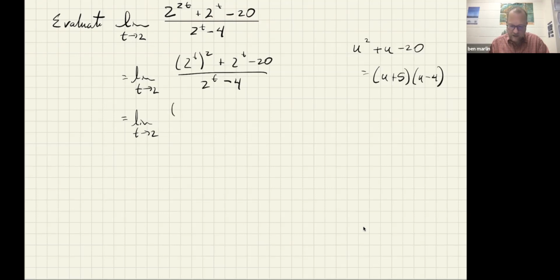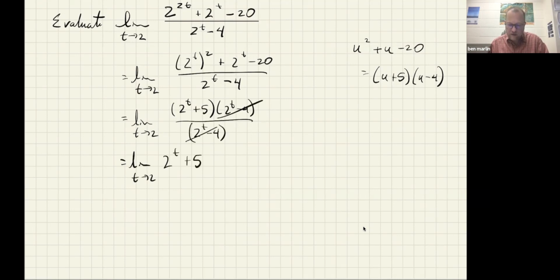It really does not. But now I'm going to write 2 to the t plus 5 because u was 2 to the t. And 2 to the t minus 4. And on the bottom, I still have my 2 to the t minus 4. And I'm going to cancel those. Now I no longer have a division problem. I just have an exponential there. And I can just plug in. 2 to the 2 is 4. 4 plus 5 is 9. And then we're done. Okay.